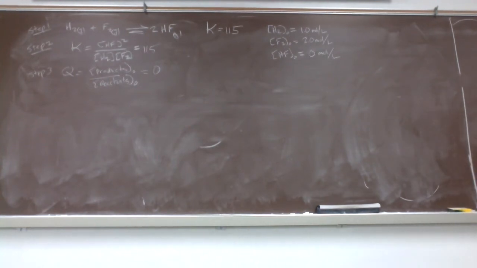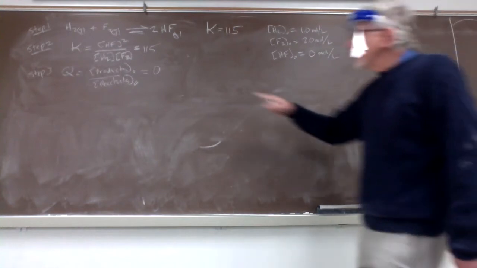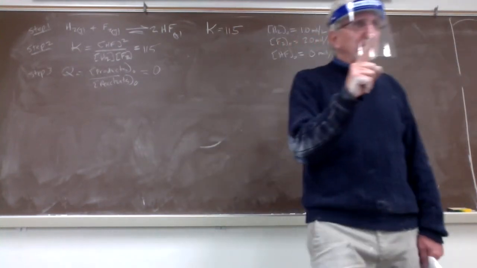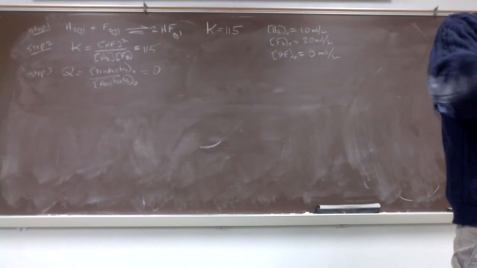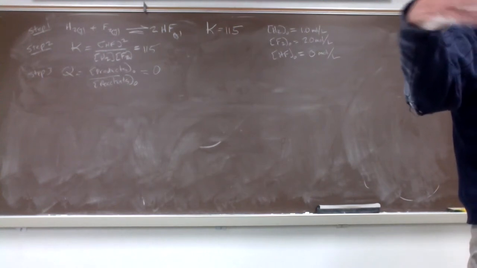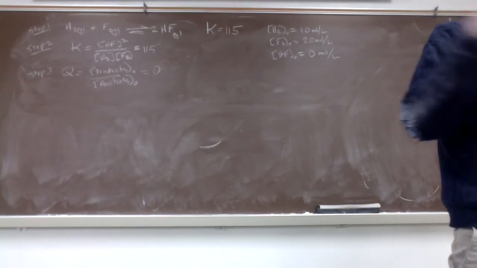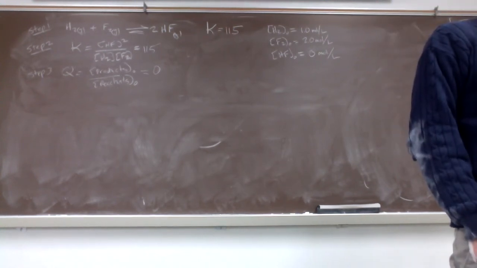Does that not mess up our algorithm when we do the ICE table? Oh, it won't be in the ICE table. You'll see. Why do we calculate Q? We calculate Q for one reason, to determine which direction the reaction is going to go. Not where it will be once it gets to the end of its journey, but which direction it will go to get to the equilibrium state.